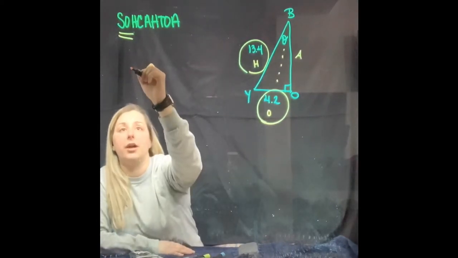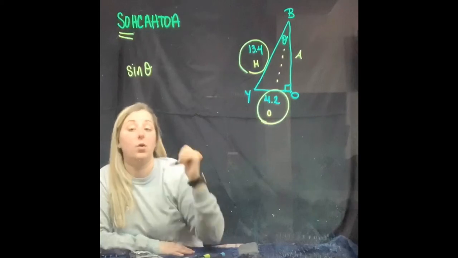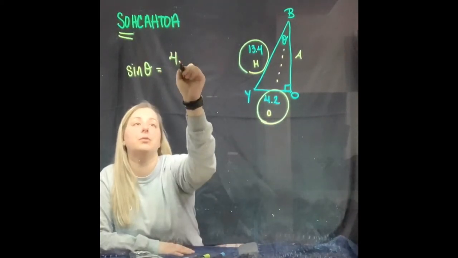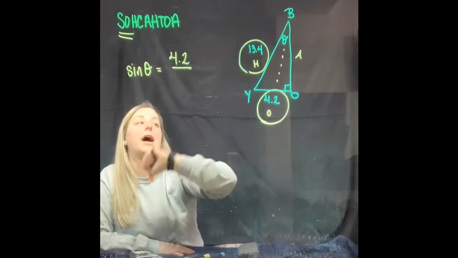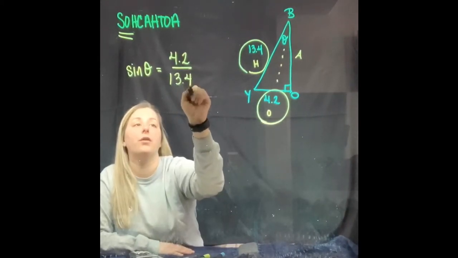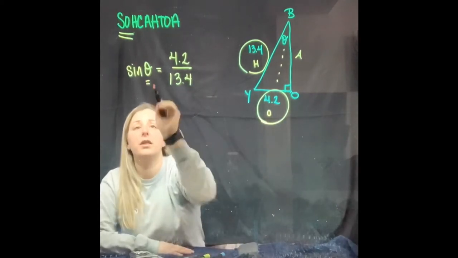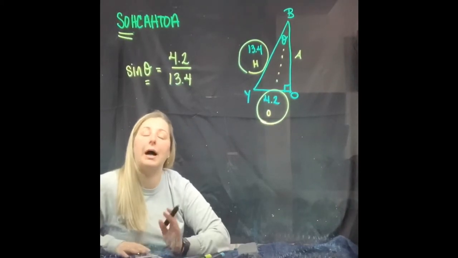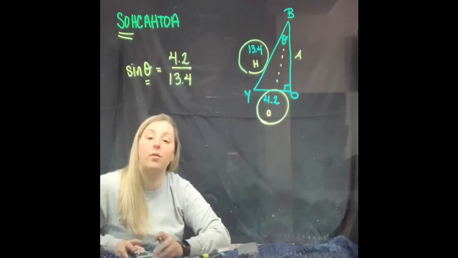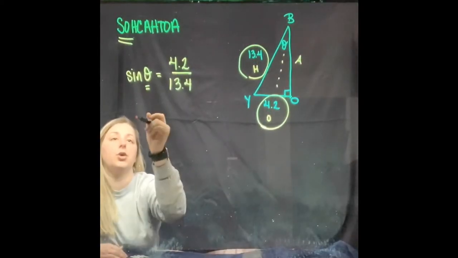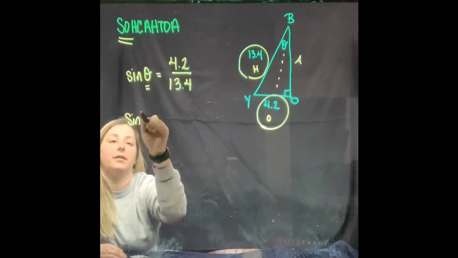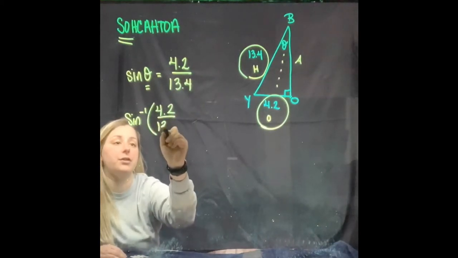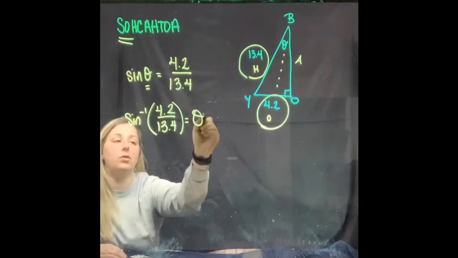So we're going to set up our trig ratio. We've got sine of the angle, in this case theta, which we don't know, is equal to the opposite side length, which is 4.2, all over the hypotenuse, which is 13.4. Now, we are looking for the angle here. So we're going to hit a different button on your calculator, which will help us find the angle, and that will be the inverse button. So we have sine inverse of the fraction 4.2 over 13.4, and that's going to be equal to theta, or the angle.